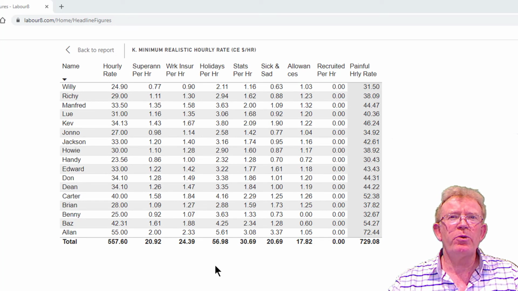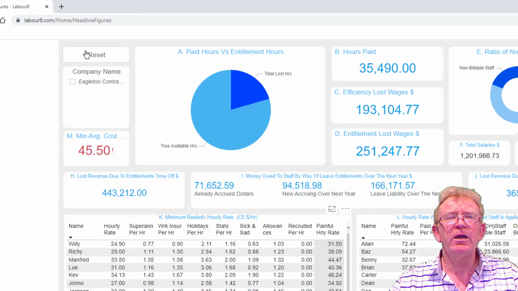But there's another important part we have to consider, and we need to consider the cost of the overheads, the cost of running the business, because we only get those costs back by dividing it across the productive hours of the staff here. So to illustrate that, I'll show you it in the next video.